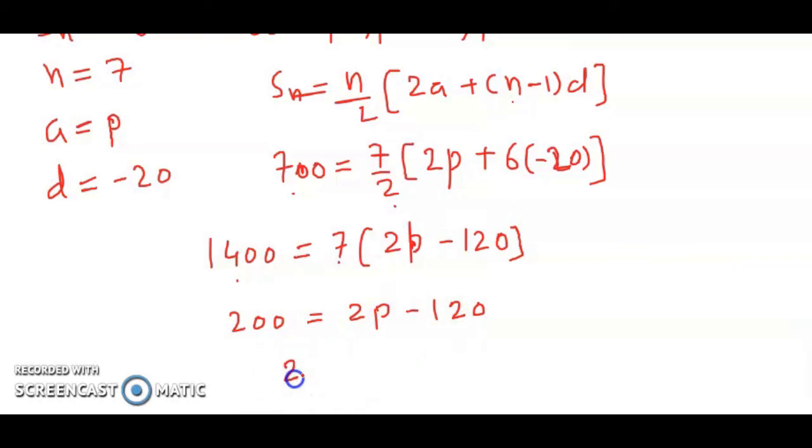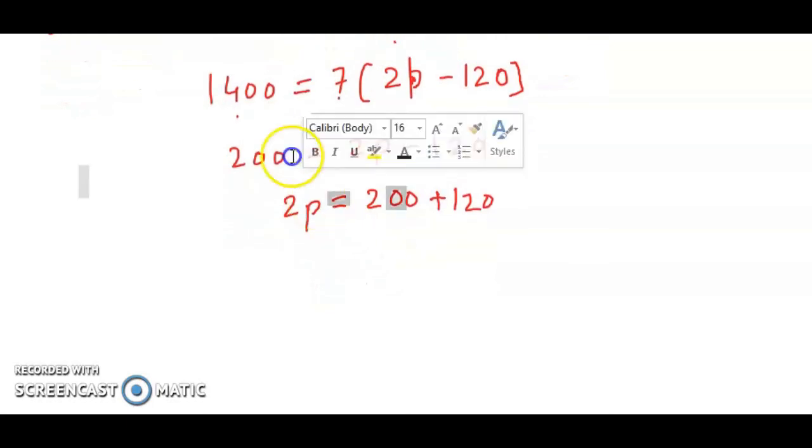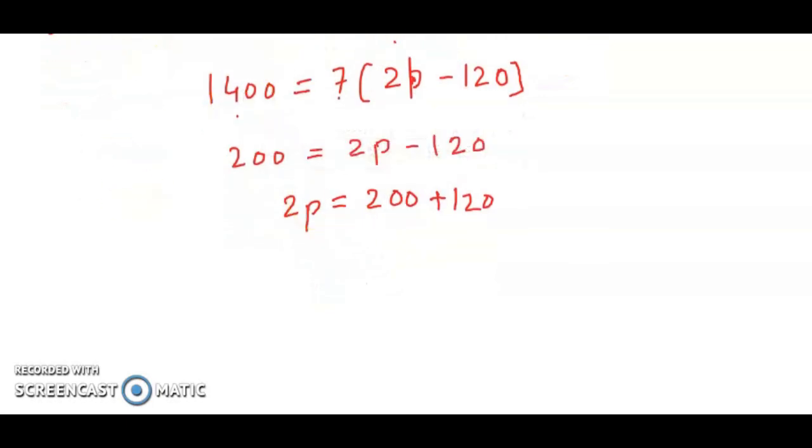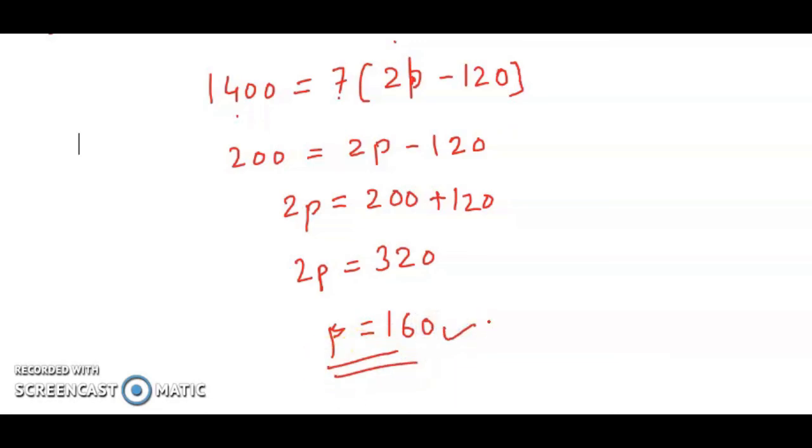So here we get the value of 2p equal to 200 plus 120. This minus 120 go to left hand side, become plus 120. So we get 2p equal to 200 plus 120, that is 320. So we get first prize equal to 320 divided by 2, that is 160. So first prize will be of rupees 160.